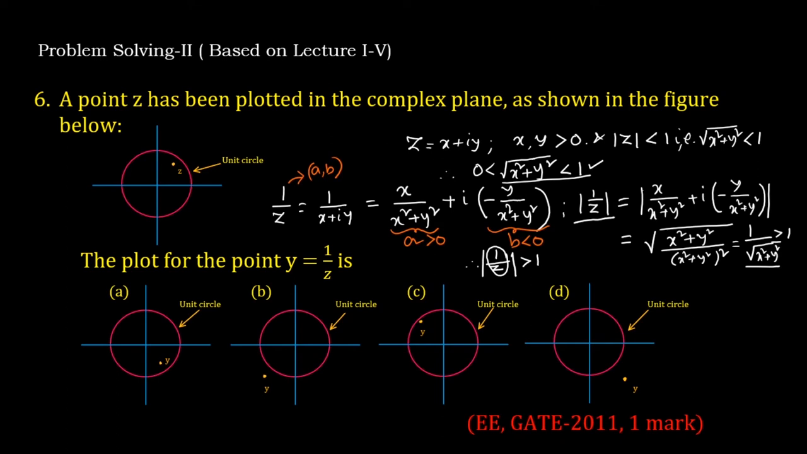So considering all this, our answer will be option D, because in option D, the point 1 by z, that is y, is lying outside the unit circle. So this is the answer for this problem. So the next one.